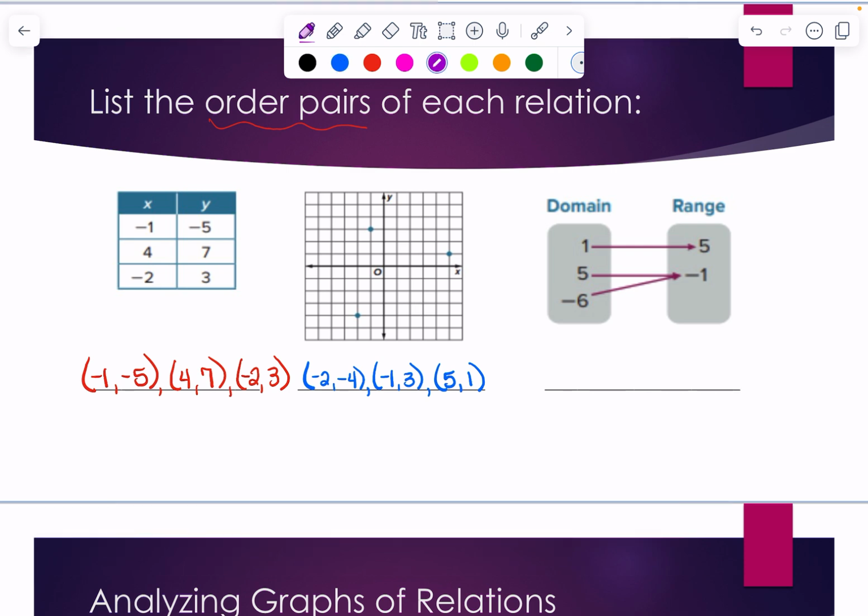And in my third one here, I'm just following the arrows. So my first one would be 1, 5. My second one would be 5, -1. And my third one, -6, -1.